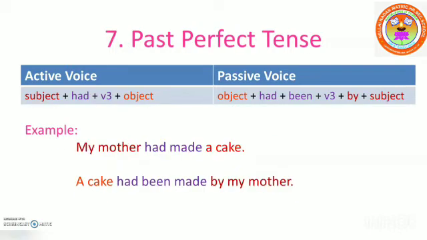Next, past perfect tense. Active voice structure: subject plus had plus V3 plus object. Passive voice structure: object plus had plus been plus V3 plus by plus subject. Example, active voice: My mother had made a cake. Passive voice: A cake had been made by my mother.